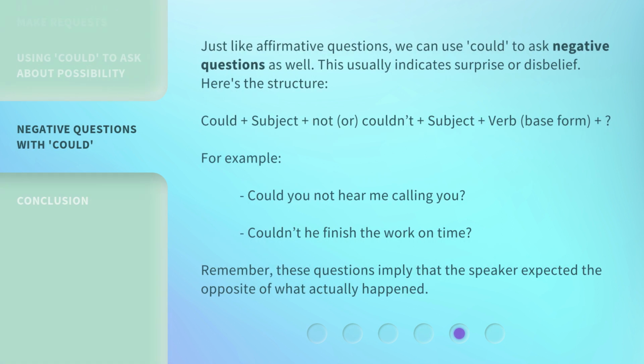Just like affirmative questions, we can use could to ask negative questions as well. This usually indicates surprise or disbelief. Here's the structure: could plus subject plus not, or couldn't plus subject plus verb, base form. For example, could you not hear me calling you? Couldn't he finish the work on time? Remember, these questions imply that the speaker expected the opposite of what actually happened.